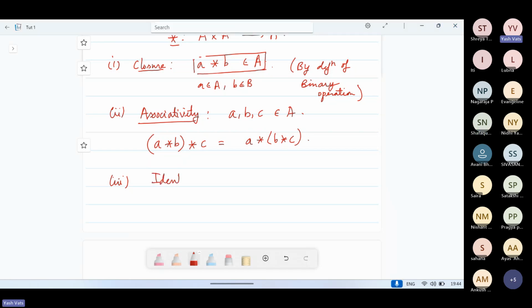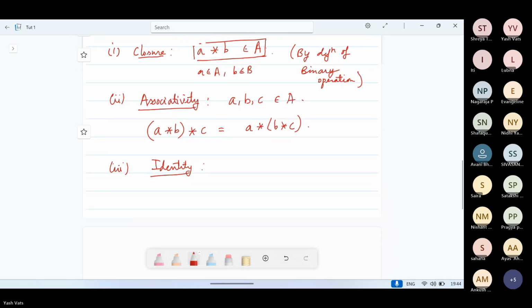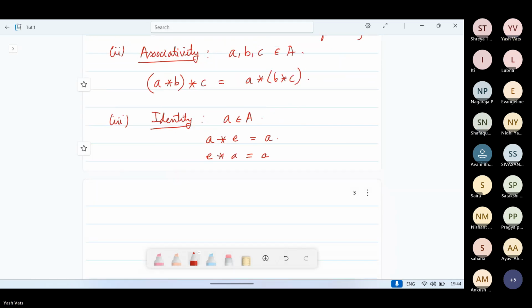Third property is identity. So what's that? If a is any element from A, then you have a star e is a, or e star a is a. Then e is the identity.